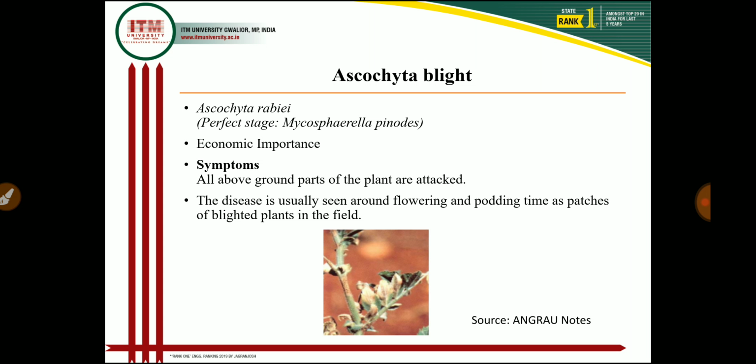The stem and petiole usually break at the point of infection due to girdling, and if the main stem is girdled at the collar region, the whole plant dies, and this seriously reduces the yield of the gram crop when Ascochyta blight occurs. So the main symptom of Ascochyta blight is brownish spots appearing on the leaves, and these brownish spots enlarge and form a blight symptom. Sometimes yellowing of the leaves also occurs due to the blight symptom, as you see in the photograph.